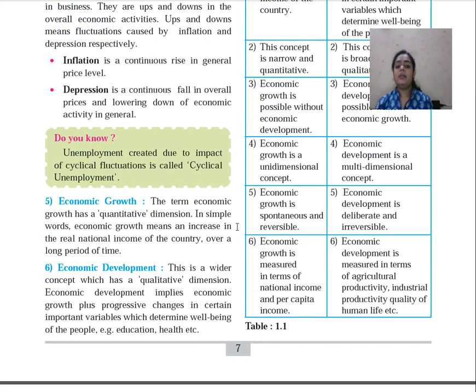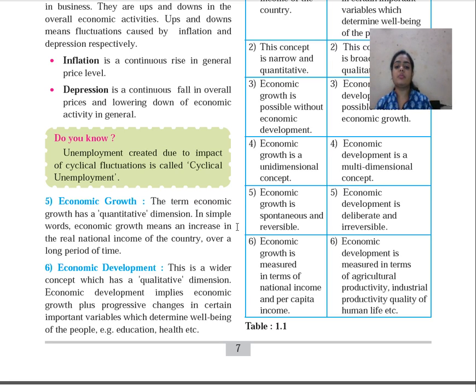Further, economic growth is a unidimensional concept, and development is a multidimensional concept. Means what? Economic growth is unidimensional, meaning it is related to only a few concepts, but economic development is related to multiple concepts, so there will be multiple changes. Economic growth is spontaneous and reversible. Economic development is deliberate and irreversible. Means what? In economic growth there may be changes, but economic development shall be irreversible. Once it is developed, there is very little chance of coming back.